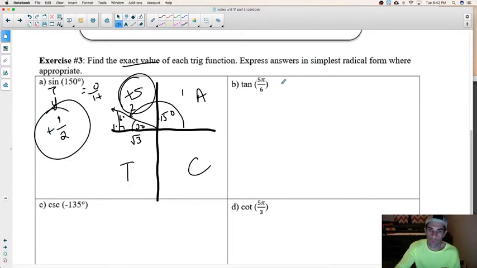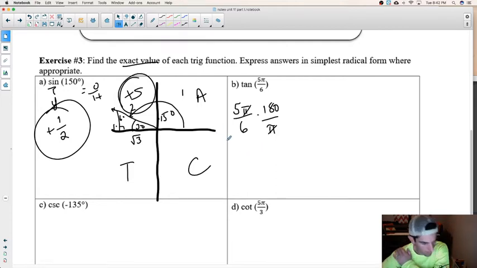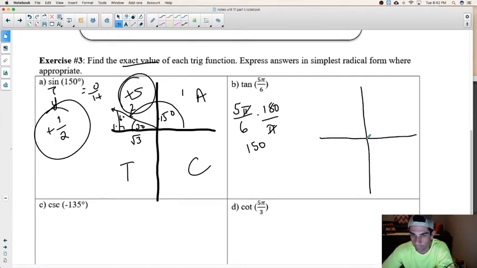All right, let's try another one. Now, what do we call 5 pi over 6? That is not a degree, it is a radian. So let's convert that by doing times 180 over pi, cancel out the pi's. 5 sixths times 180 is 150. Oh, good, easy, because I did that already. It's going to be the same thing. It's going to be 150 degrees. They just wrote it a different way. The reference angle is going to be 30. We're going to find the exact value of it.